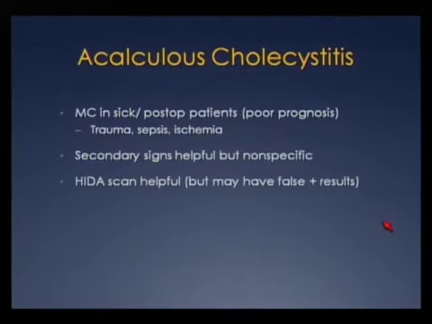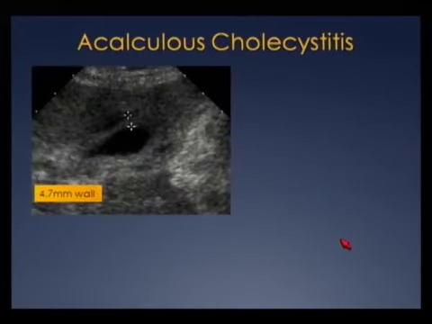Now, acalculous cholecystitis typically occurs in sick or post-op patients due to trauma, sepsis, or ischemia. The secondary signs of cholecystitis can be helpful when trying to decide if you actually have acalculous cholecystitis, but they're not always specific. And HIDA scan can be helpful, however, it can also give you false positive results.